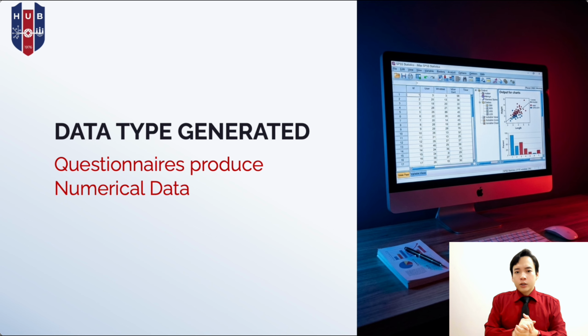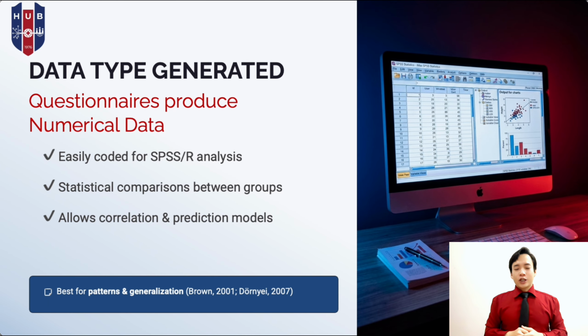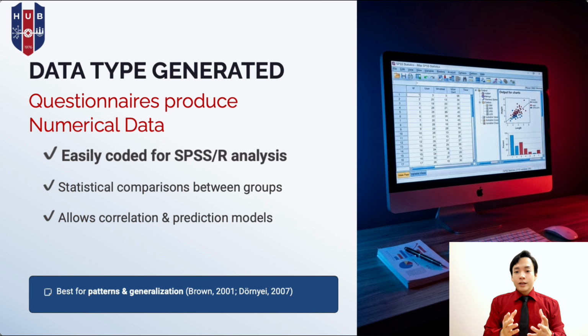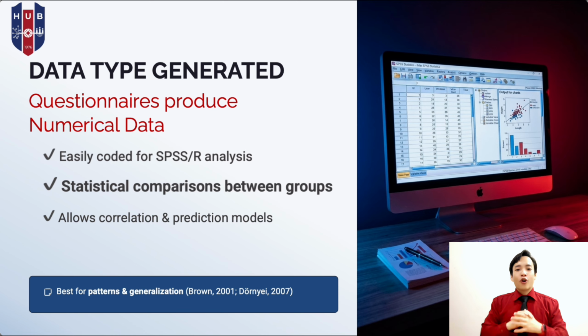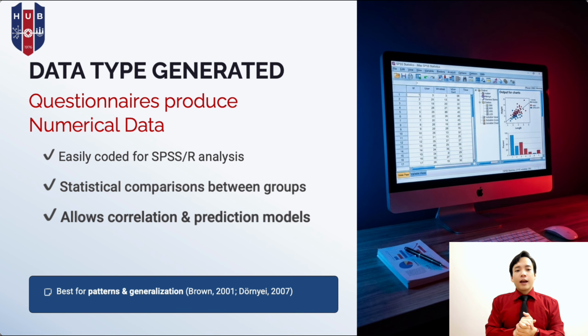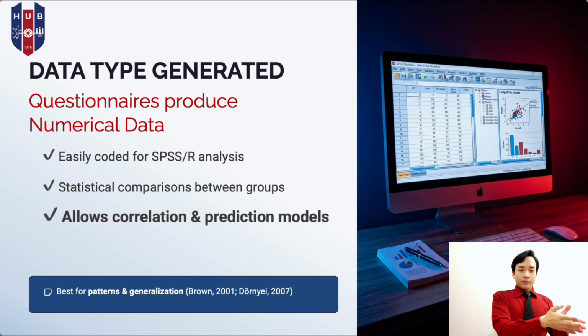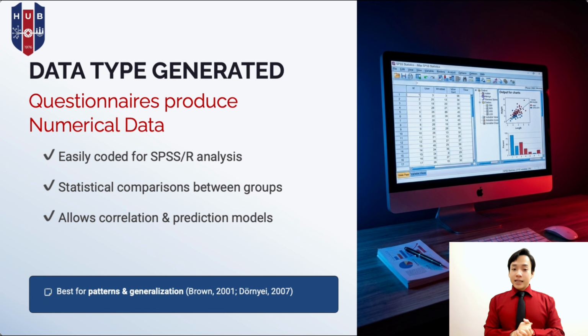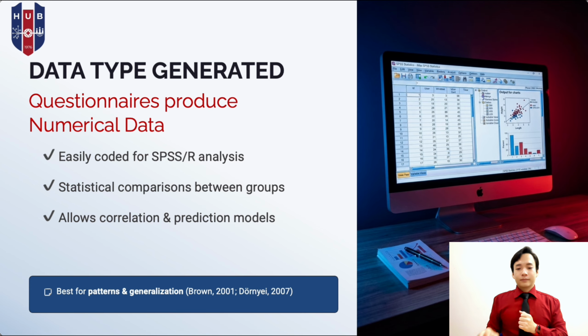One of the main reasons questionnaires are so powerful is the type of data they produce. Most questionnaire responses are converted into numbers, usually from Likert scales. Because of this numerical nature, we can run a variety of statistical tests such as correlations, t-tests, ANOVA, to identify meaningful patterns in language learning. This makes questionnaires ideal for studies that need generalizable results across large samples. For example, how motivation differs between Year 1 and Year 3 students. So the type of data generated aligns perfectly with the goals of quantitative applied linguistics research.